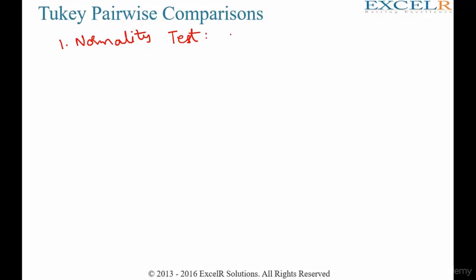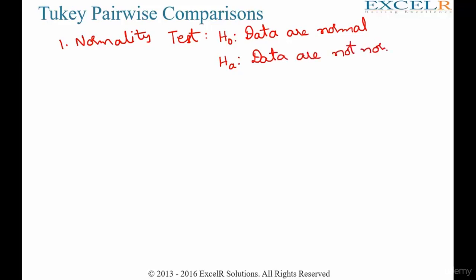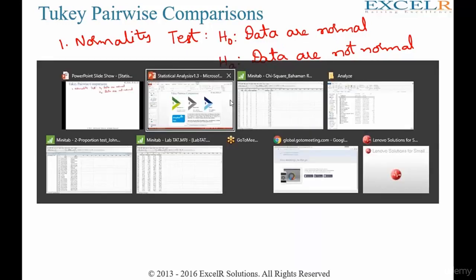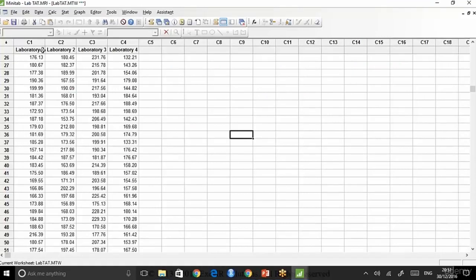And here we need to write down null and alternate hypothesis as we were doing. Null hypothesis says data are normal and alternate hypothesis says data are not normal. For data are normal and data are not normal, we'll perform the normality test. So let me go to the Minitab file which has the lab turnaround time. So we have 4 laboratories and we have the turnaround time for all of these.